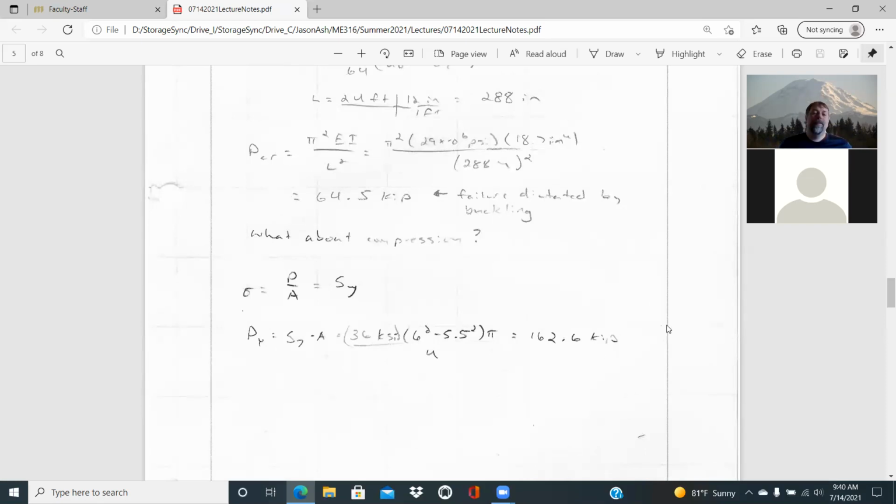And so we see that for this example, the critical buckling load would dominate. It'll buckle before it ever yields due to a compressive loading, 64.5 kip. And the yield loading that would be needed is about 2.5 times what would be needed to cause that to buckle. So it's not just a little bit more, it's quite a bit more to reach that point.